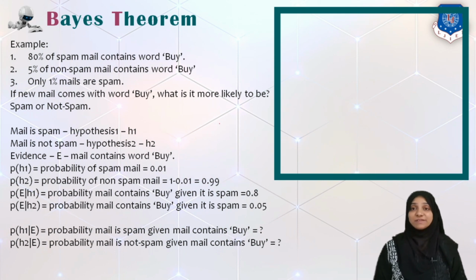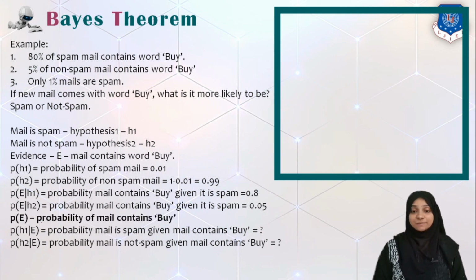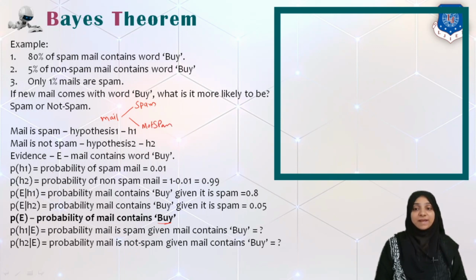So if this is my complete mail space, we have to find out the probability of evidence, that is, the total number of mails which actually contain the word "buy". Now remember, mail can be of two types. Let me write it down this way. Now, in order to calculate this, let us understand it this way. Mail can be of two types: it can be spam and it can be not spam.